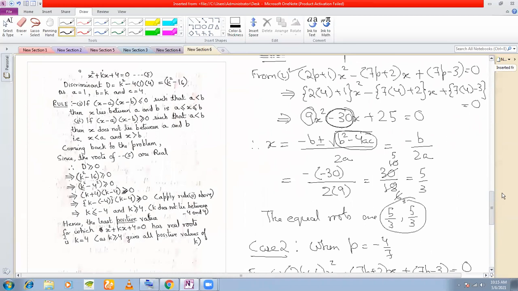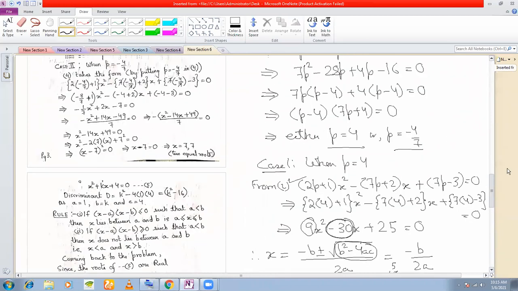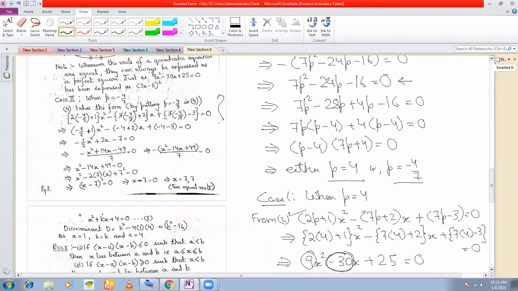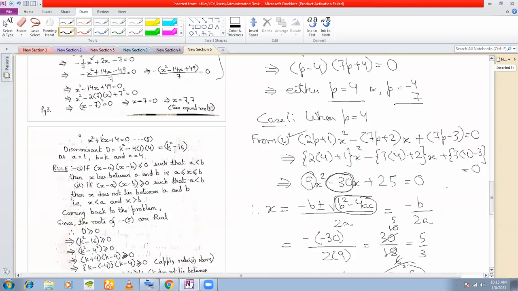Any questions on any step of this problem? I have solved case 1 and case 2 in the note in a different manner. Just go through this. If you understand, very well. Otherwise, you can definitely use this method that I have shown you. Any questions on this?